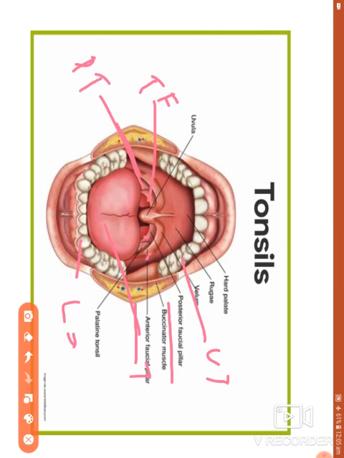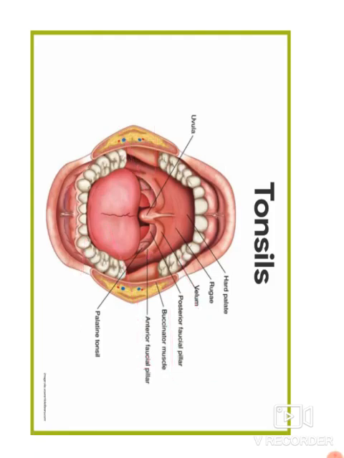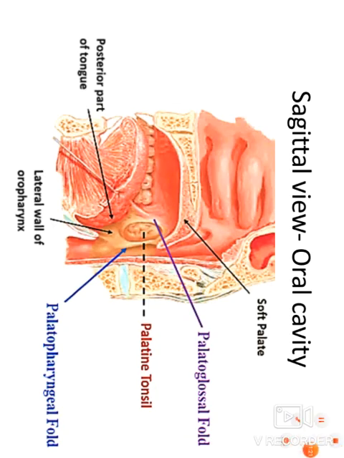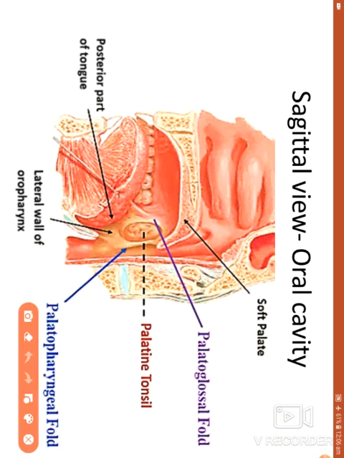Location of the palatine tonsil. Here we are seeing the sagittal view of the pharynx. This is the anterior aspect, and this is the posterior. This is the base of the skull, and the cervical vertebra. Then this is the hard palate, and this is the soft palate. The nasal cavity leads into the nasopharynx. The oral cavity leads into the oropharynx.